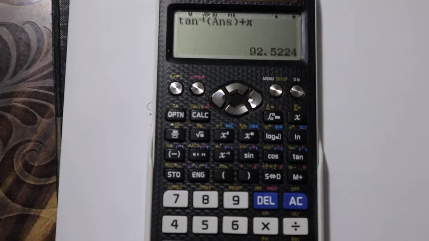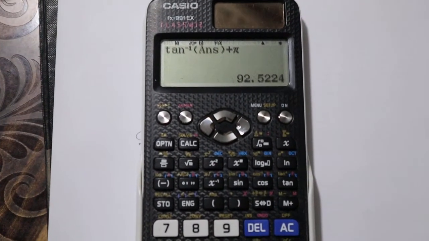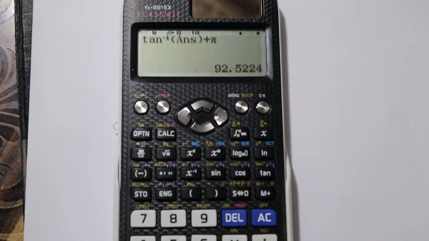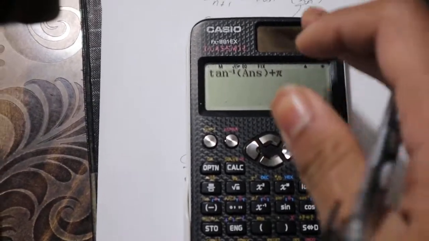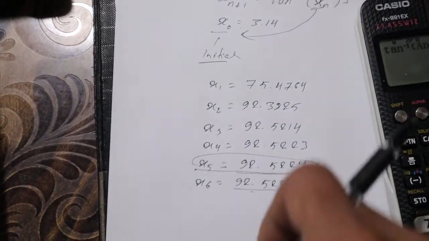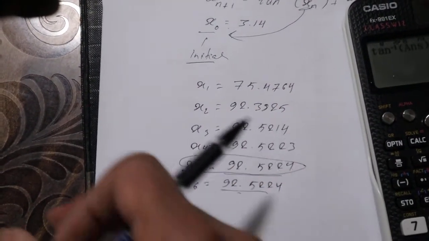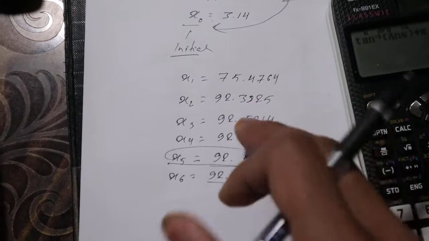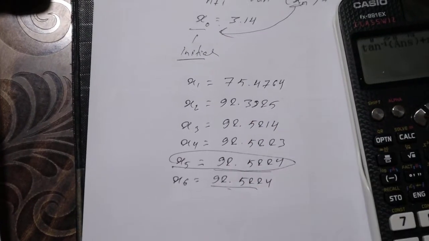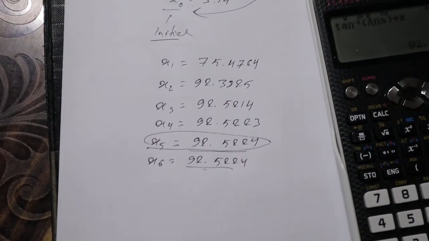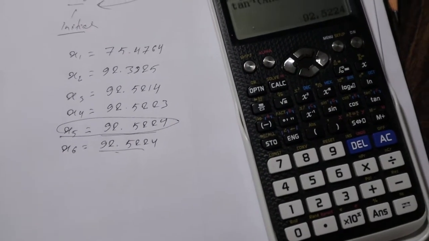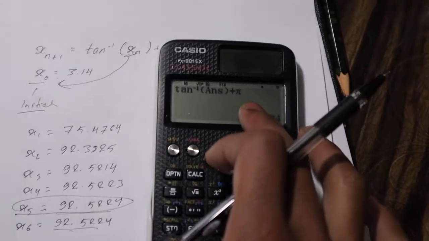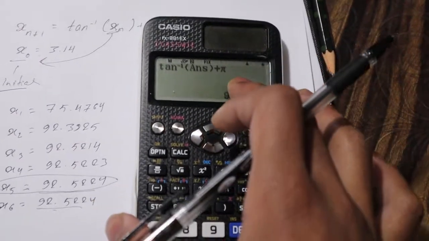It won't take more time, so you can use this method to find out your answer in an easy way. Do not do it simply like putting in this value, it will take a long time, and there might be chances of getting a wrong answer. So this is the easiest form to do the calculation. Okay.